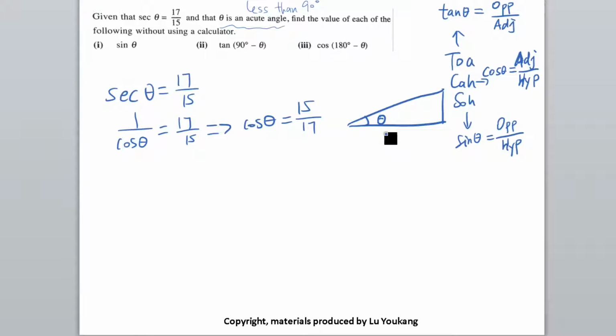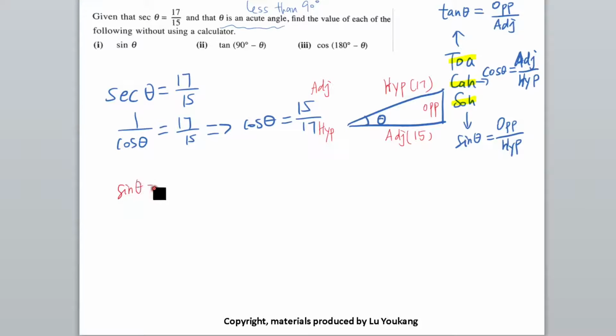So therefore, with TOA, CAH, SOH and their respective formulas on your right, you can clearly see that cosine theta equals 15/17. It is adjacent over hypotenuse. So let me label adjacent, opposite, and hypotenuse in this right angle triangle. So cosine theta is adjacent over hypotenuse, and therefore you get your hypotenuse to be 17 and your adjacent to be 15.